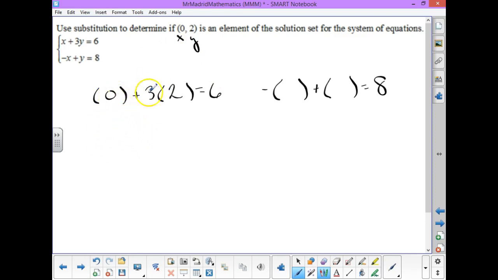So here we have 0 plus 6. So we have 6 equals 6, which is true, okay, but we're not done. This solution should work for both to be a solution to the system. So now I'll plug in 0 for x. I'll put in 2 for y. Here we have negative 0 plus 2, which is just 2, equals 8. That's not true. So therefore this is not a solution.